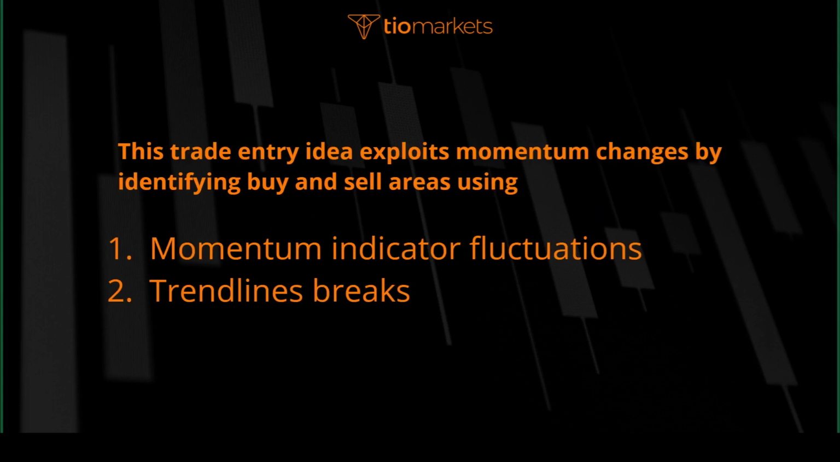So this trade entry idea exploits momentum changes by identifying buy and sell areas, and here we use momentum indicator fluctuations and trend line breaks. As you saw earlier, the momentum indicator moves up and down with the market and fluctuates around the zero line. So we need those fluctuations, and I'm going to define this in more detail in a moment. But we also need trend line breaks, and I'll give you a few examples on how to have early warnings and then confirmations.